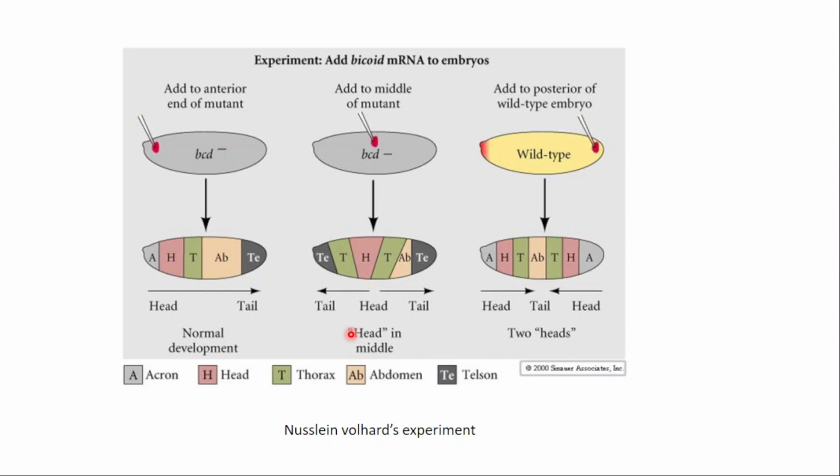So here is Nüsslein-Volhard's experiment in a bicoid mutant. When you add bicoid mRNA to the anterior end of the mutant, or the anterior portion of the wild type, we have normal development of the structure, where we have acron, head, thorax, abdomen, and telson. Whereas if you add bicoid mRNA to the middle of the bicoid mutant embryo, we have head formation wherever the bicoid around the anterior portion transplant is. So that means the anterior head forming region of the wild type has some signal, which is bicoid mRNA and protein, which causes head induction wherever it is injected into the embryo. So this is the case that we will have, which was not mentioned correctly in statement 4.